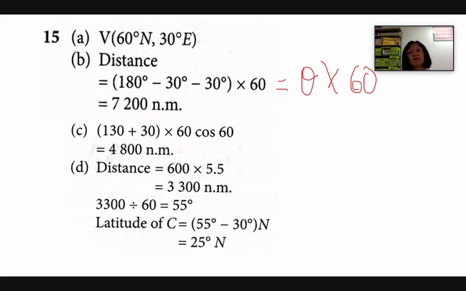To find the shortest distance, either go below the South Pole or above the North Pole, depending on where the 2 points are. If the 2 points are nearer to or in the northern hemisphere, go via the North Pole. If they are near the South Pole, in the southern hemisphere, go via the South Pole. The answer is 7,200 nautical miles. Use your calculator to calculate.